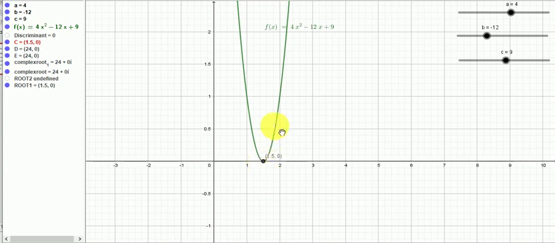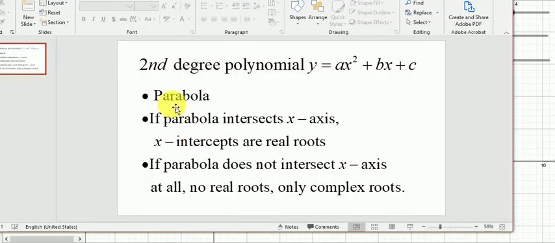So what you see is a second degree polynomial, and we call it a parabola. When you plot this parabola, three things may happen. Either the parabola will intersect the x-axis at 2 points, or at 1 point, or it may not intersect the x-axis anywhere.